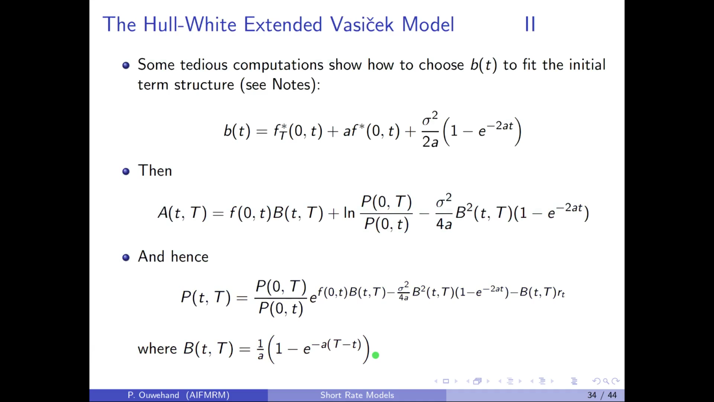So we have obtained analytic bond prices for 4 models: Vasicek, Cox-Ingersoll-Ross, Ho-Lee and Hull-White extended Vasicek. We would also like to have analytic formulas for bond option prices, and we will tackle that in the next video.